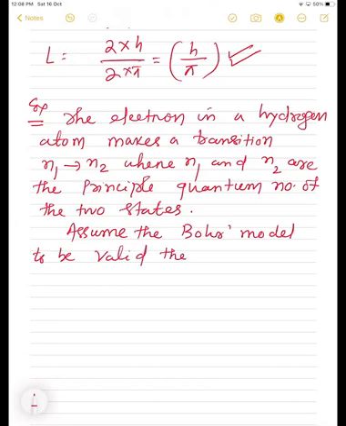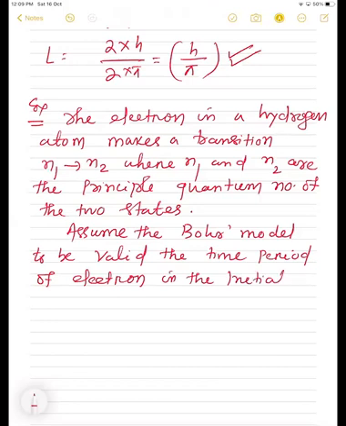The time period of the electron in the initial state is 8 times that in the final state.